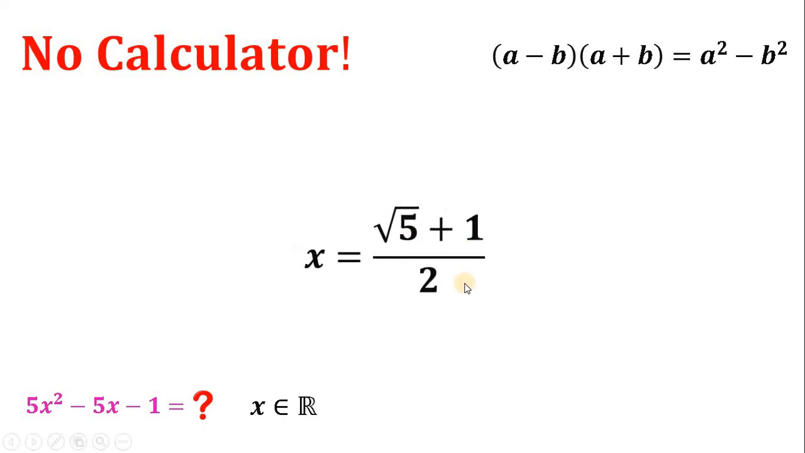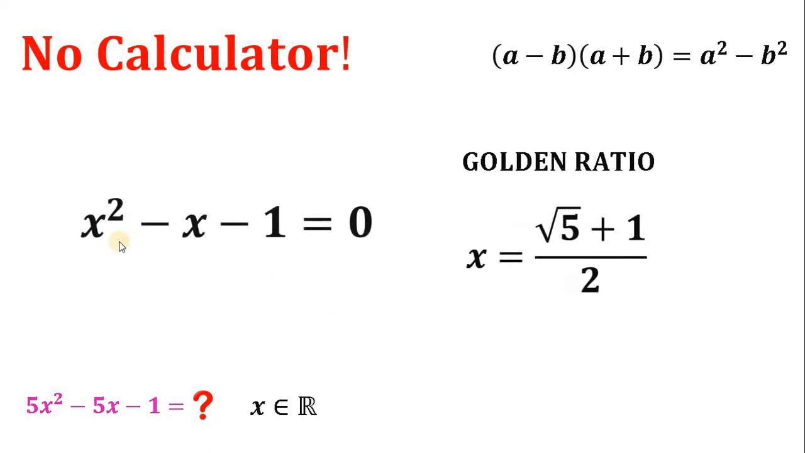And this number is very familiar because this is called the golden ratio. And this golden ratio comes from this quadratic equation, x squared minus x minus 1. So this golden ratio, the value of x, comes from this equation, x squared minus x minus 1. So we will use this information to answer this question. Our goal here is to solve for the value of 5x squared minus 5x minus 1.